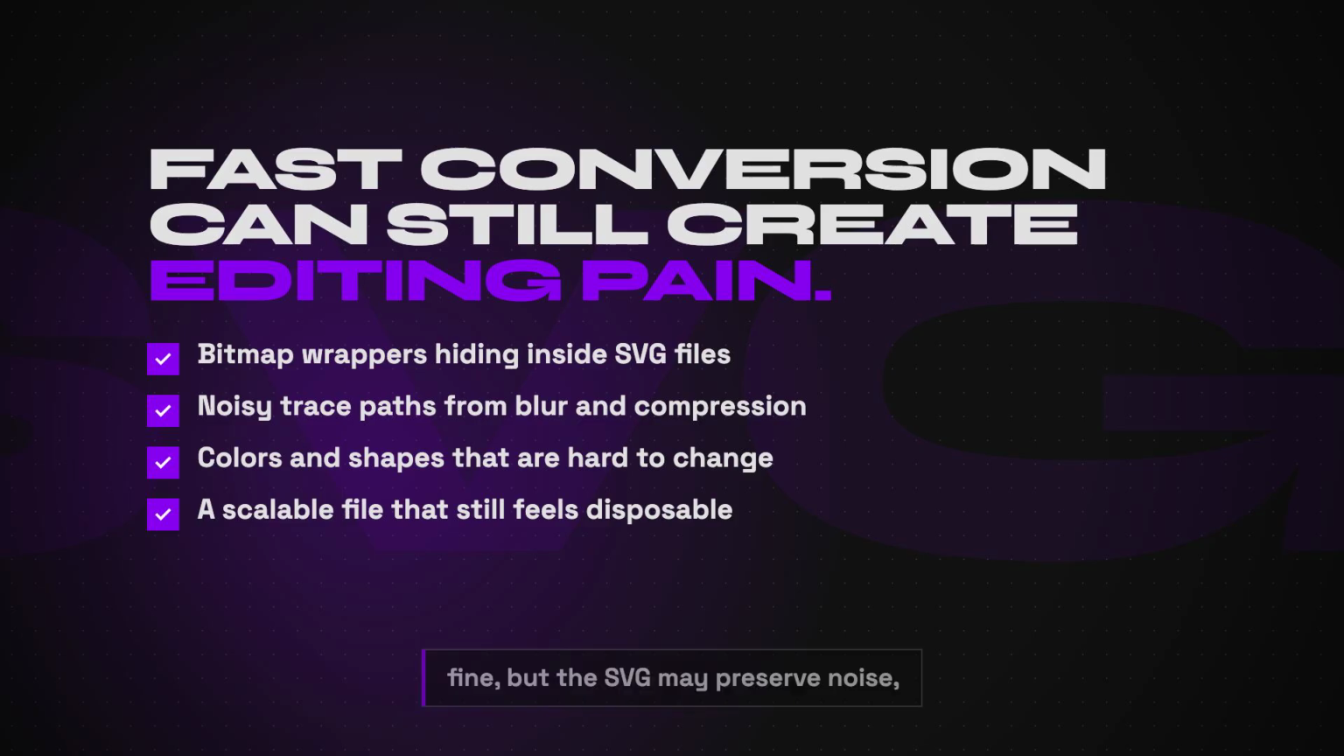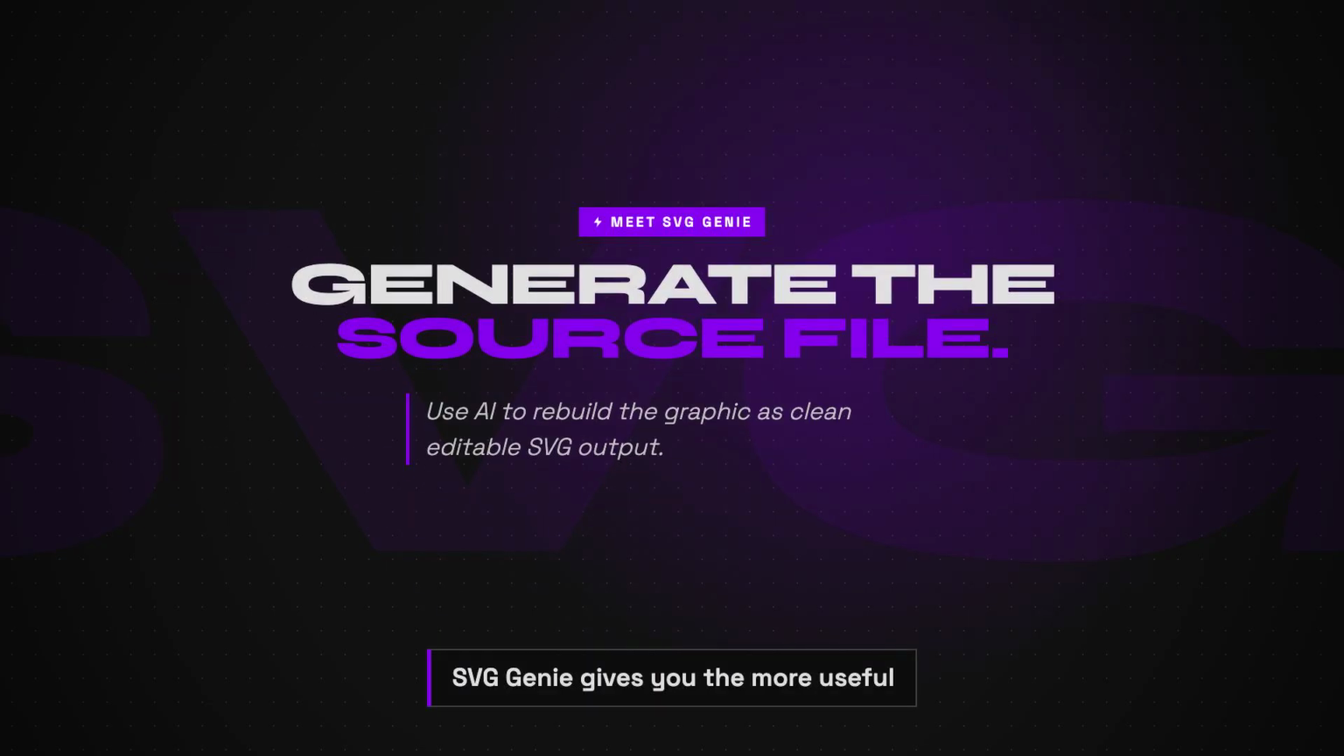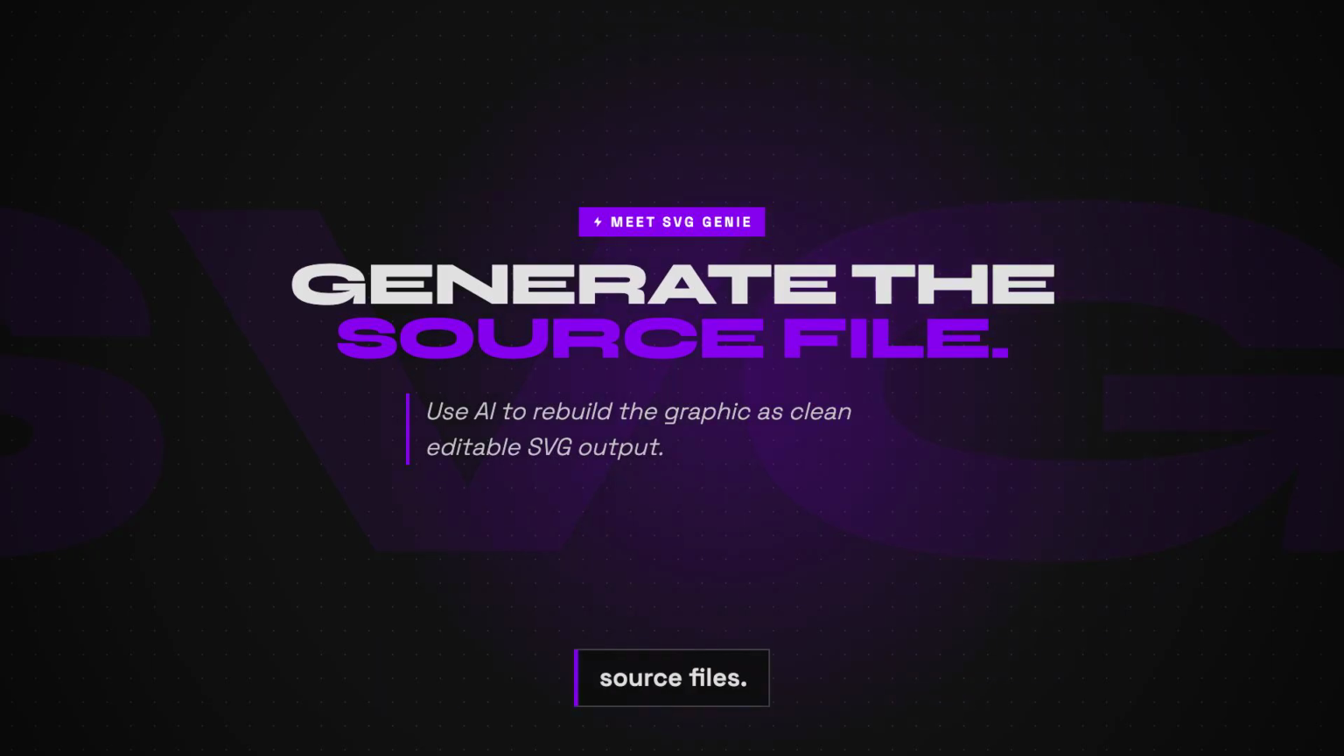The preview looks fine, but the SVG may preserve noise, weird trace paths, bitmap wrappers, or artwork that technically scales while still being annoying to edit, recolor, simplify, or ship in a real project. SVG Genie gives you the more useful workflow. Start with the asset or the idea, describe the clean vector you want, and generate editable SVG output directly. It is not just Adobe Express style conversion. It is an AI rebuild aimed at usable source files.